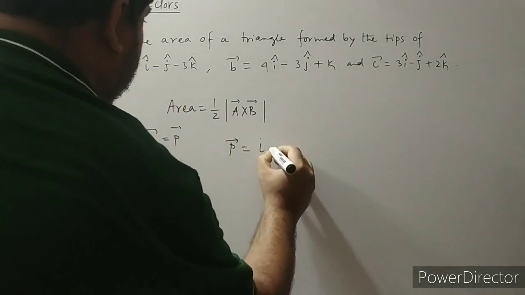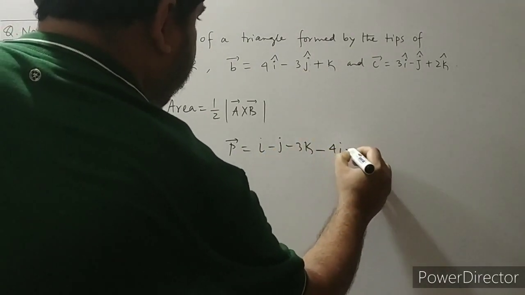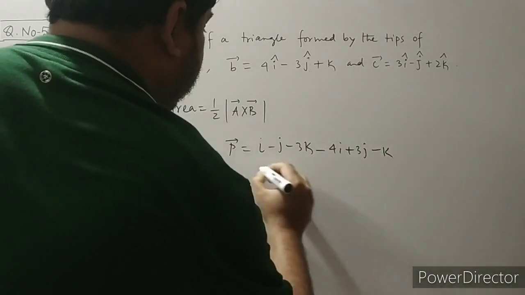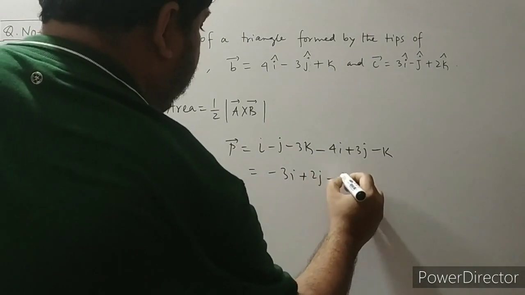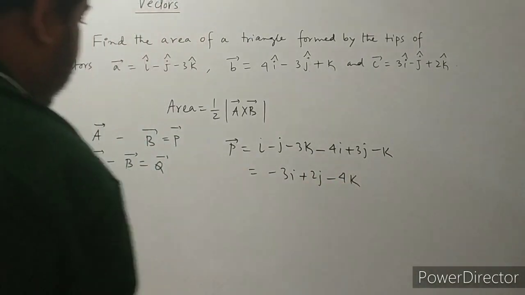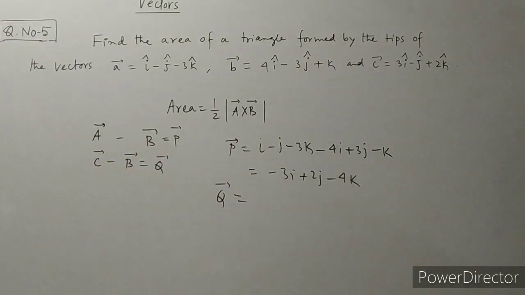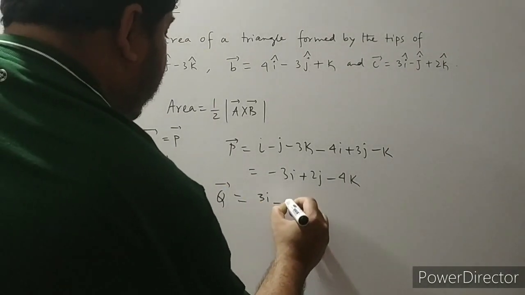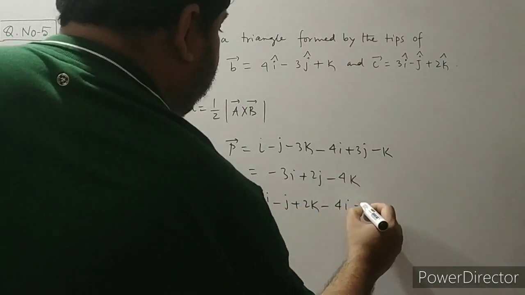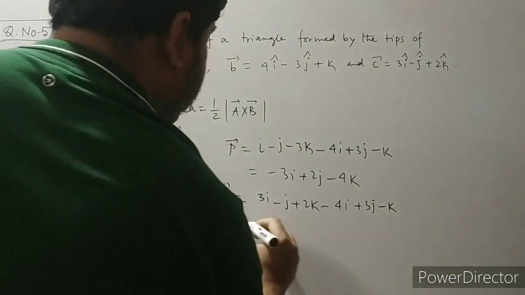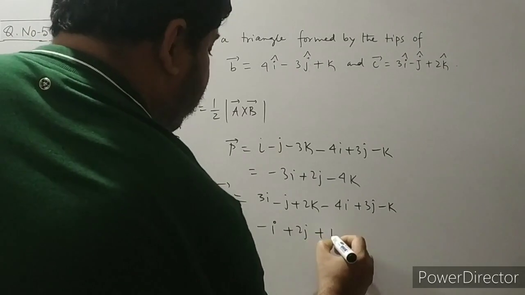What is A? A is I minus J minus 3K. Subtracting B, which is minus 4I plus 3J minus K, it will be minus 3I plus 2J minus 4K. So that will be our P. And Q will be C minus B. C is 3I minus J plus 2K; minus B, meaning minus 4I plus 3J minus K, so it will be minus I plus 2J plus K.